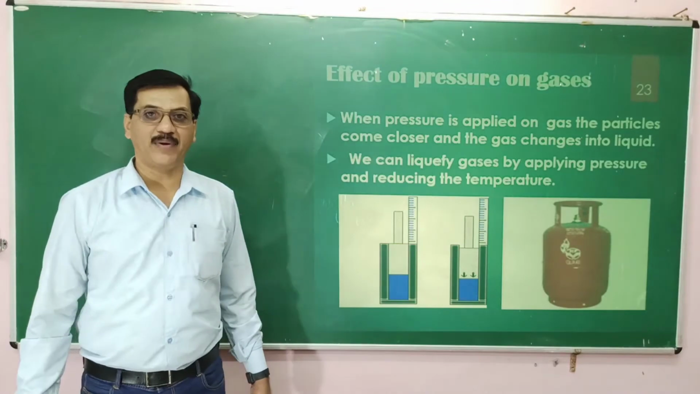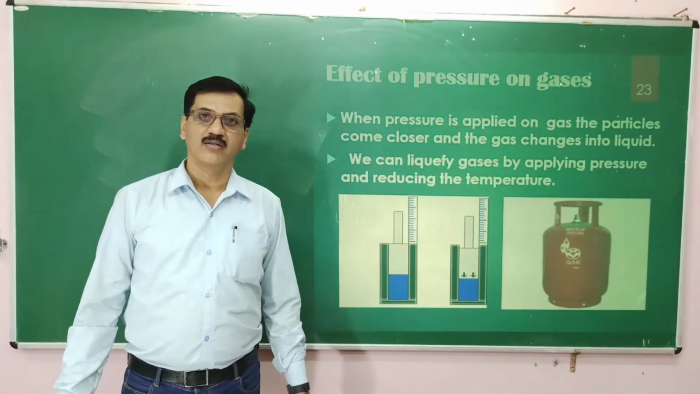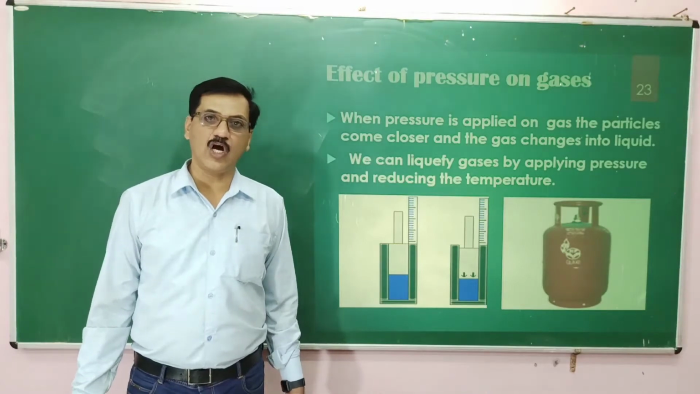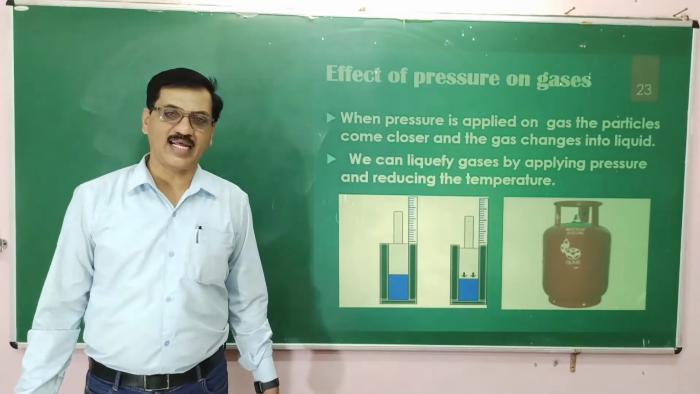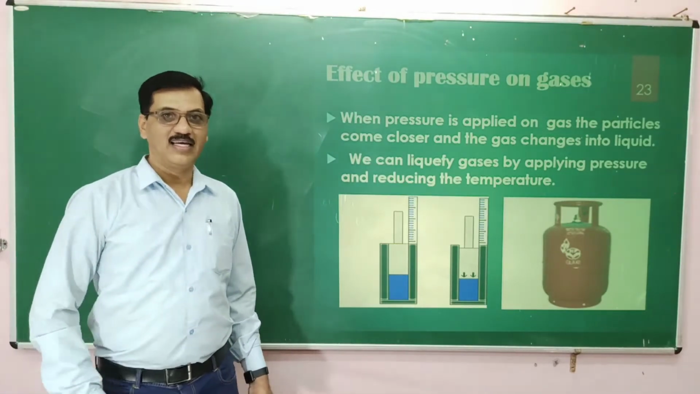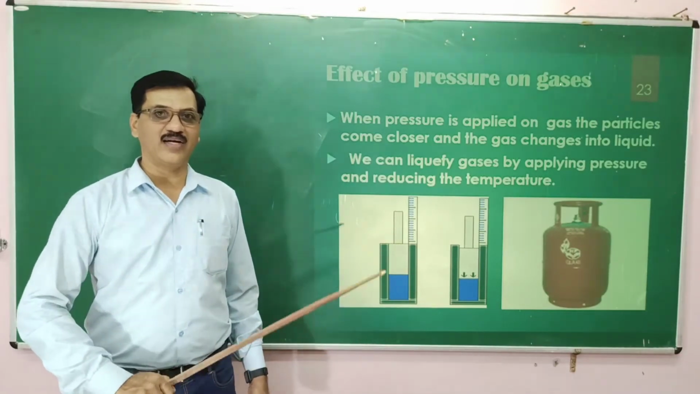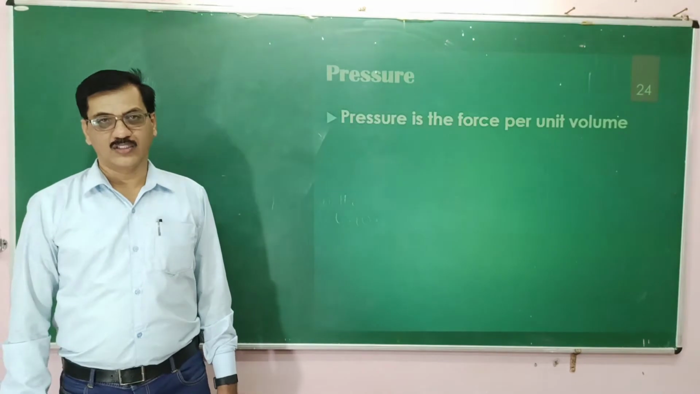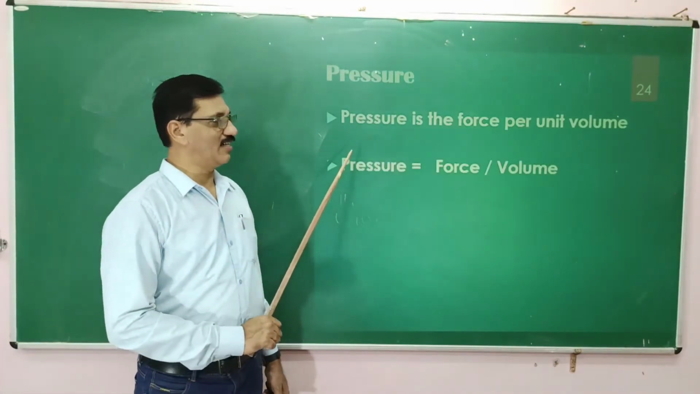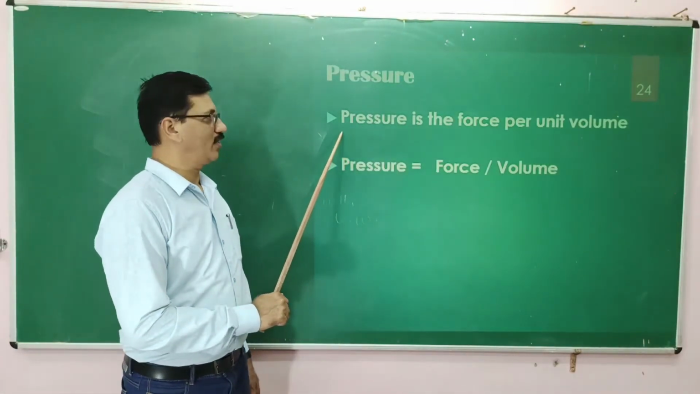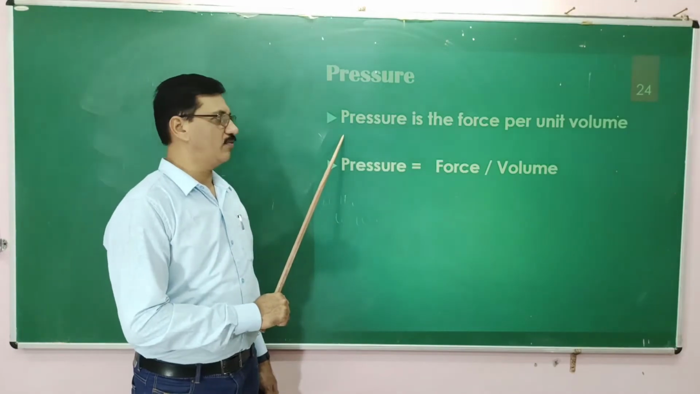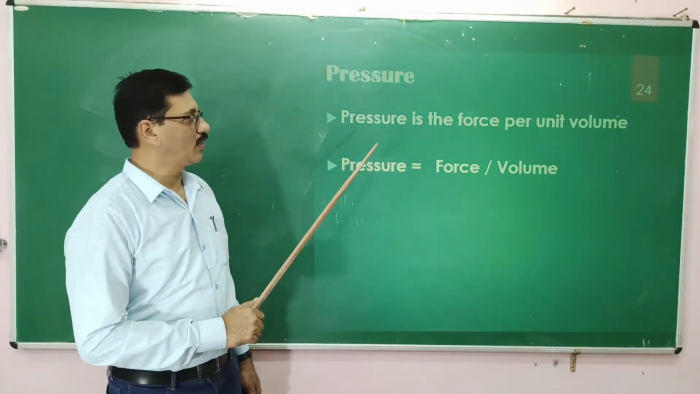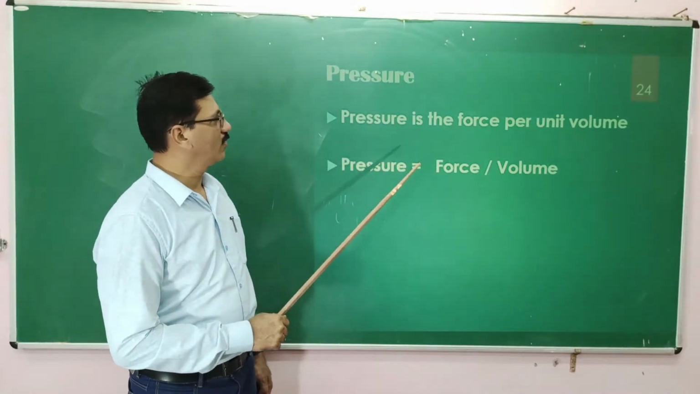Reducing temperature makes the particles lose kinetic energy. When the kinetic energy is lost, the interparticle force of attraction increases. Therefore, the gases are converted into liquids and liquids are converted into solids. In the scientific book, pressure is the force per unit area.